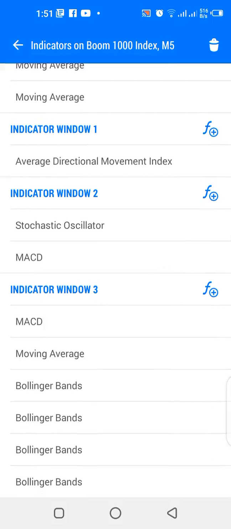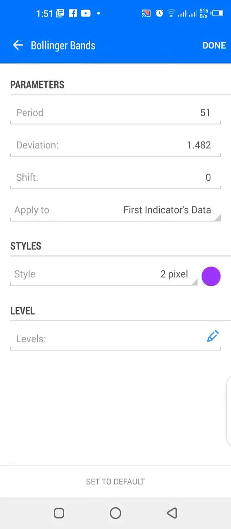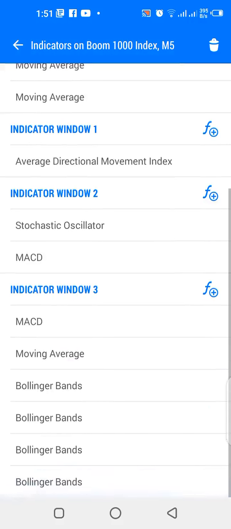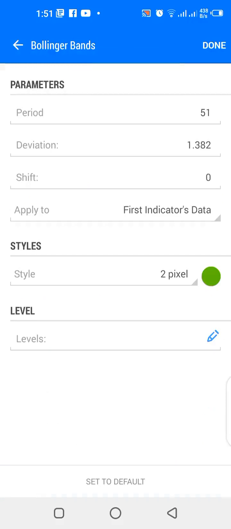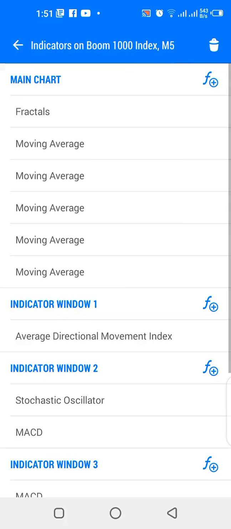Then the third Bollinger Band indicator parameters are, the period is still 51, but the deviation is 1.482. Applied to first indicator's data, and the color is purple. While the last Bollinger Band, the period is still 51, but this time around the deviation is 1.382. Applied to first indicator's data, and the color is green. So that's that for the indicators.